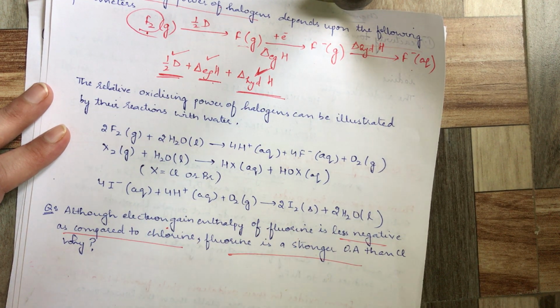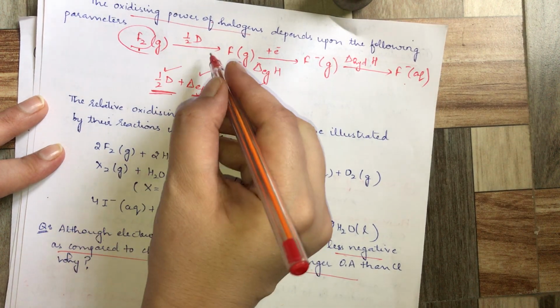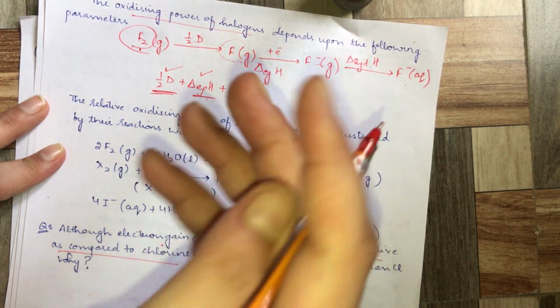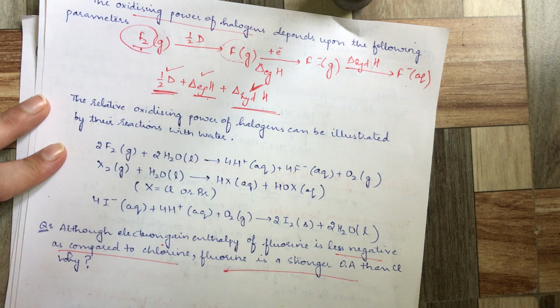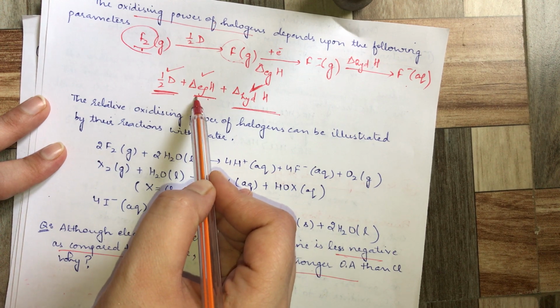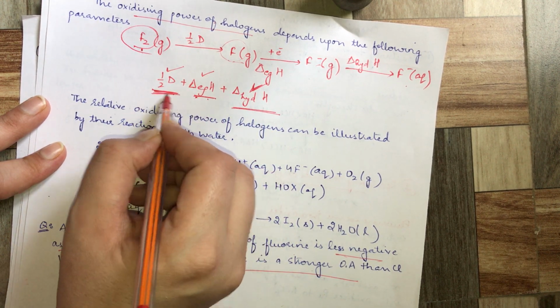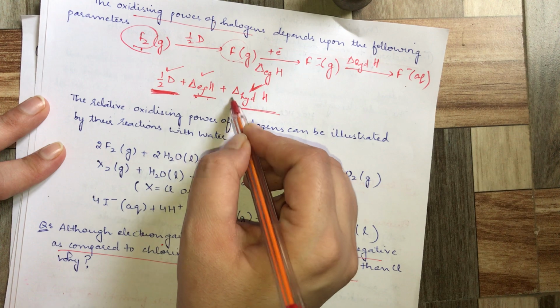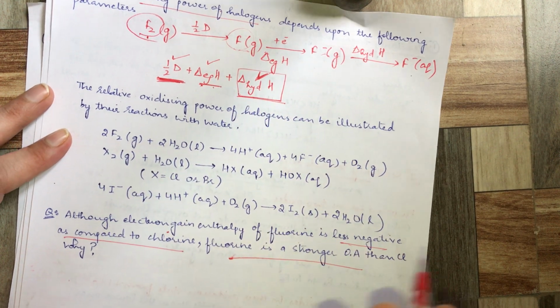Why is fluorine a stronger oxidizing agent? Here, if chlorine was present, chlorine would have accepted the electron very easily. Still, fluorine is the strongest oxidizing agent. Why? Because it not only depends upon electron gain enthalpy, it also depends upon dissociation enthalpy and hydration enthalpy.